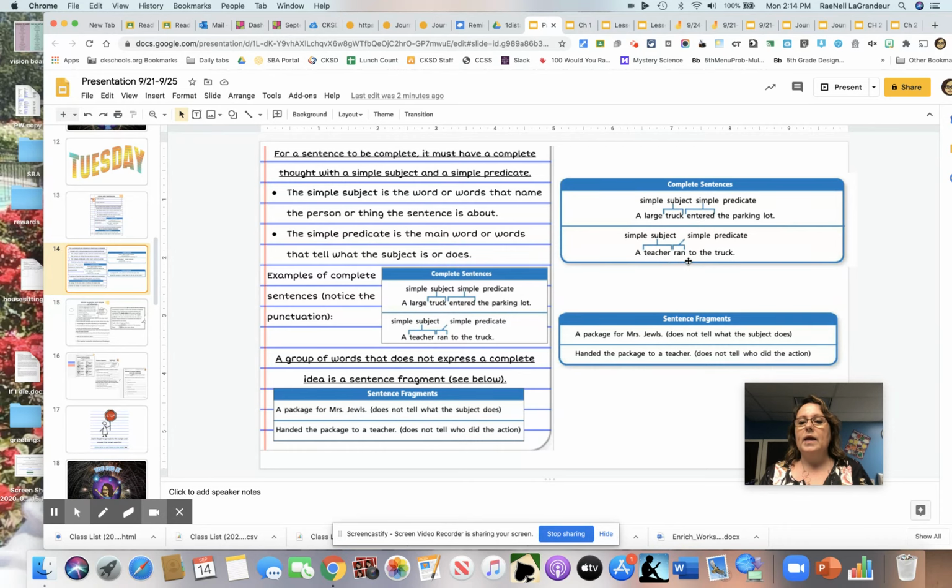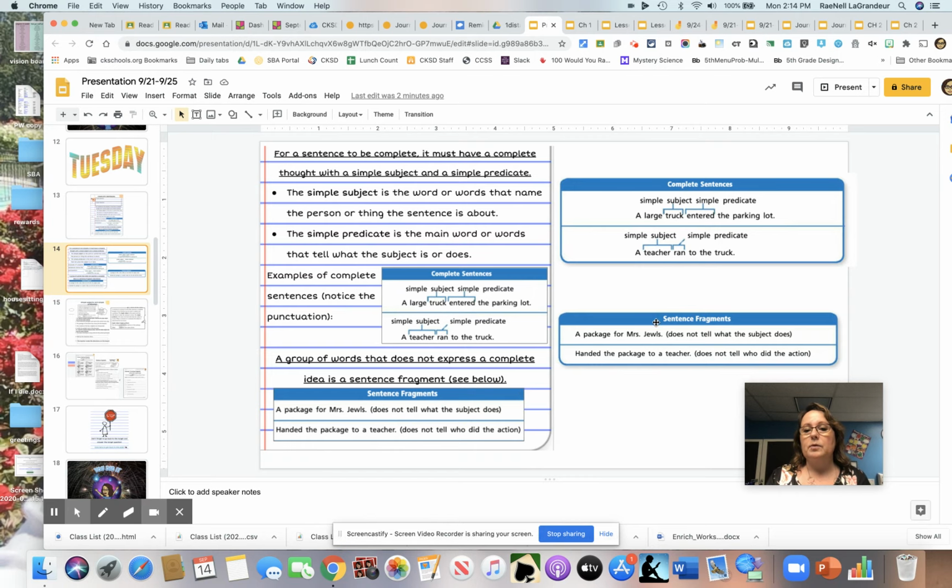Okay, here's another one. A teacher ran to the truck. Okay, who or what is that about? Well, it's about a teacher. What did the teacher do? Ran. Ran to the truck, but ran. So that is a complete sentence. If it does not have a simple subject and a simple predicate, it's called a fragment. So let's look at some examples of some fragments.